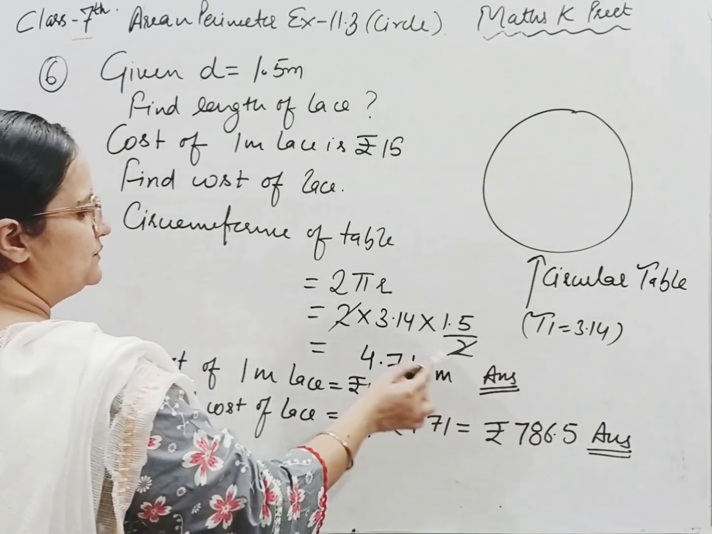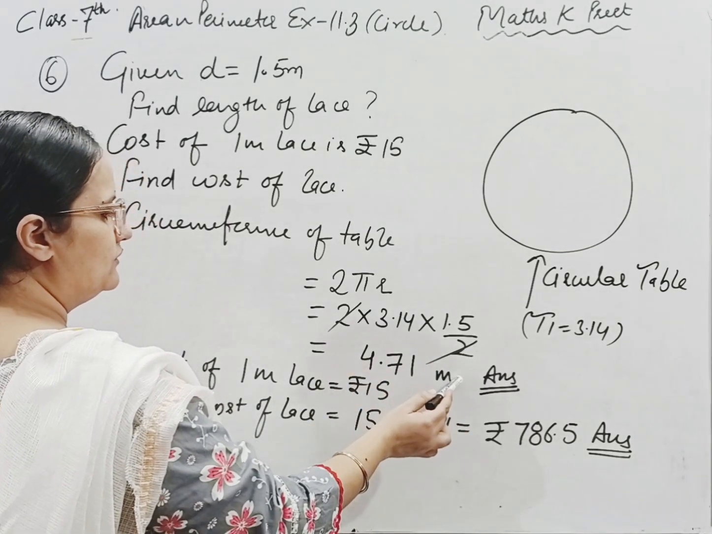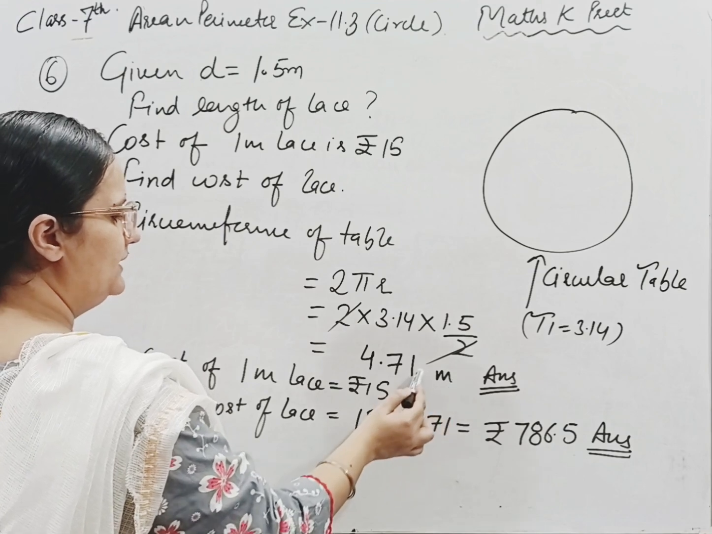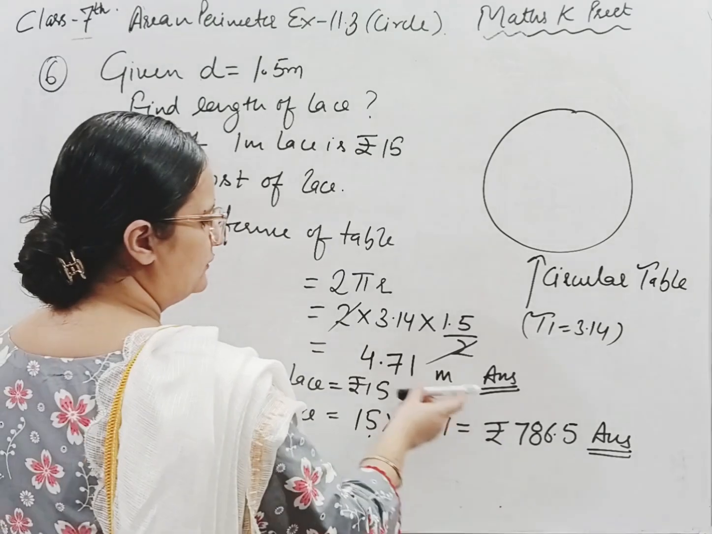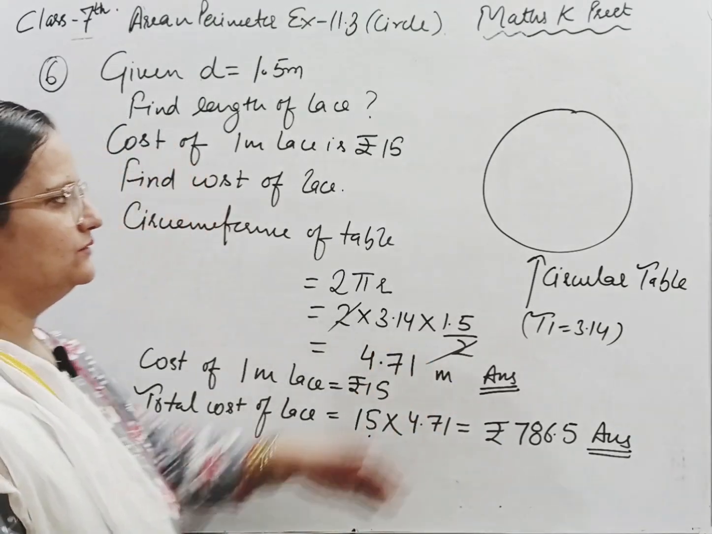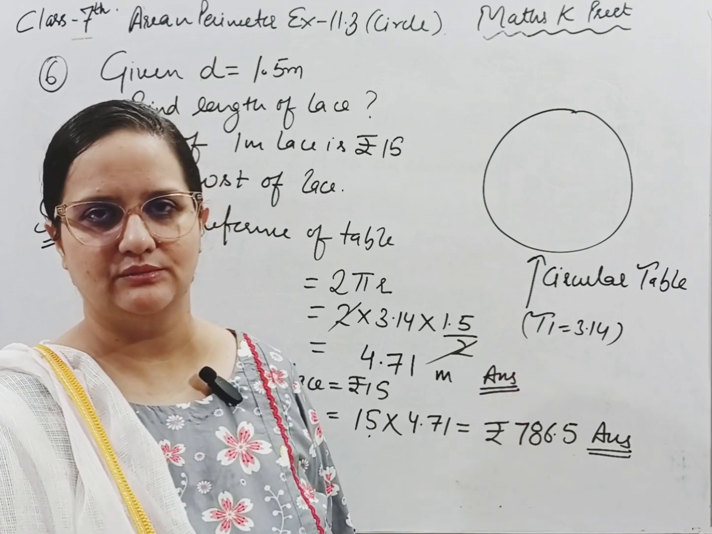So this much meter is required of lace. Then, to calculate the total cost, we will just multiply these two figures. So this is the total cost occurring for this much meter of lace required to cover the edge of the circular table. This was question number 6, similar to question number 4.